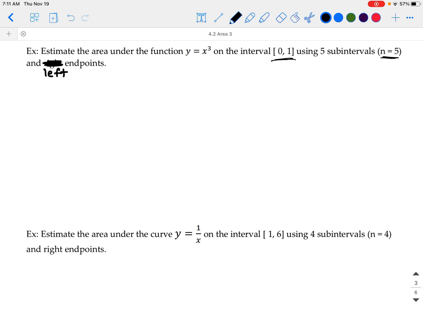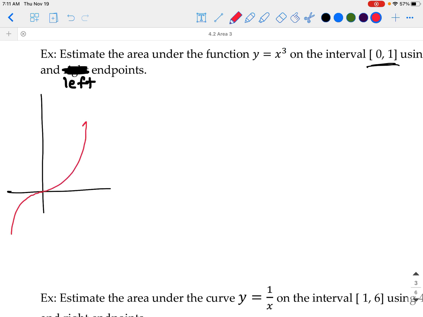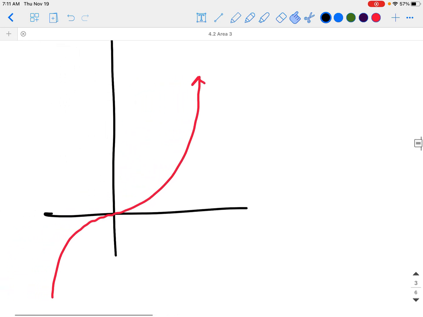So these have to be given, otherwise we're not going to know exactly how to correspondingly find the area. And for all of these examples, I'm going to highly recommend just drawing a quick sketch of what that graph is going to look like. So we know x cubed is going to look like this. And then what we can do is zoom in a little bit. And we want 5 subintervals. So let's suppose 1 is here, 0 is here.